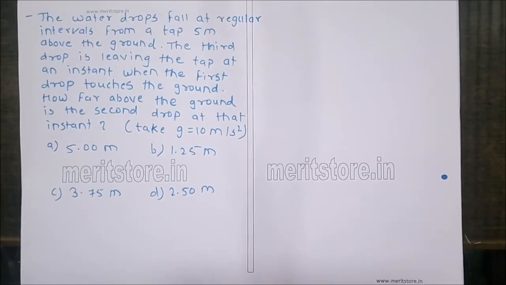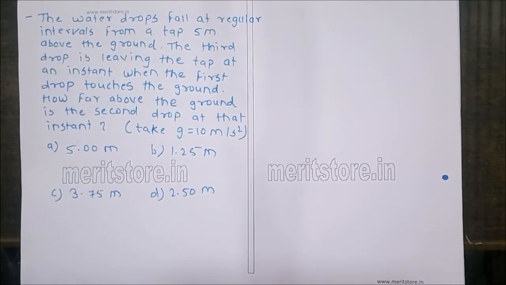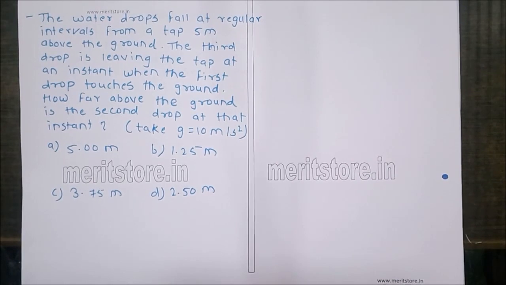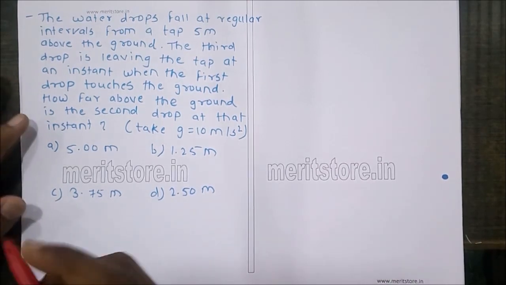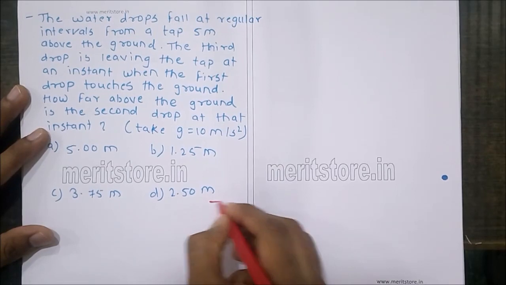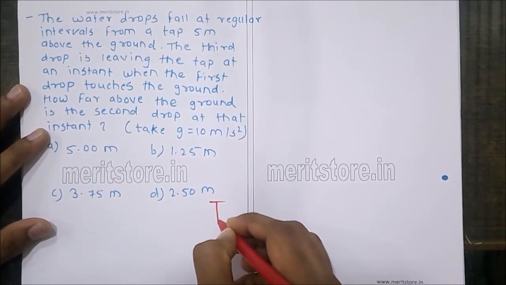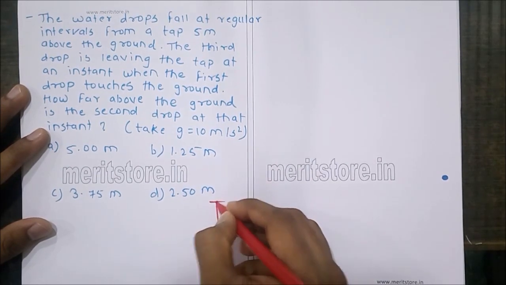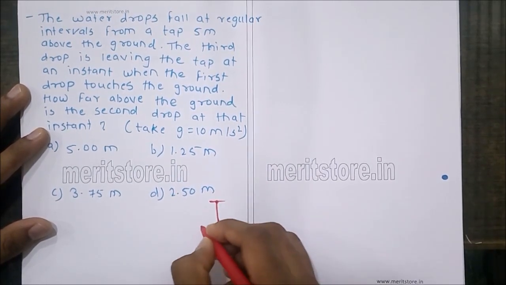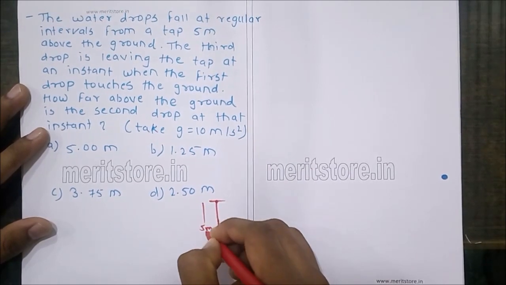Water drops fall at regular intervals from a tap 5 meters above the ground. The third drop is leaving the tap at the instant when the first drop touches the ground. How far above the ground is the second drop at that instant? The options given are 5 meters, 1.25 meters, 3.75 meters, and 2.5 meters. Let us assume that this is the tap, the second drop, and this is the first drop, and here would be the third drop. So it is at a 5 meter height from the ground.